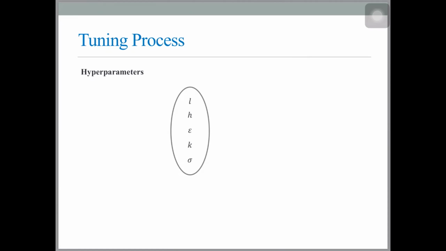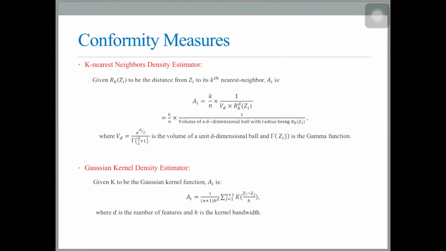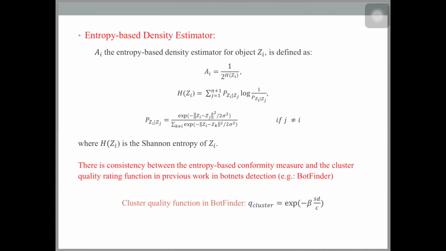As I said earlier, I adopted an entropy-based density estimator, which is based on BotFinder, previous work in botnet detection. This is the entropy-based density estimator. Here is how it works. In this formula, the similarities between pairs of points are measured. P(Zi | Zj) measures the similarity between point Zi and nearby points by centering a Gaussian over Zi and computing the density of all other points Zj under this Gaussian.